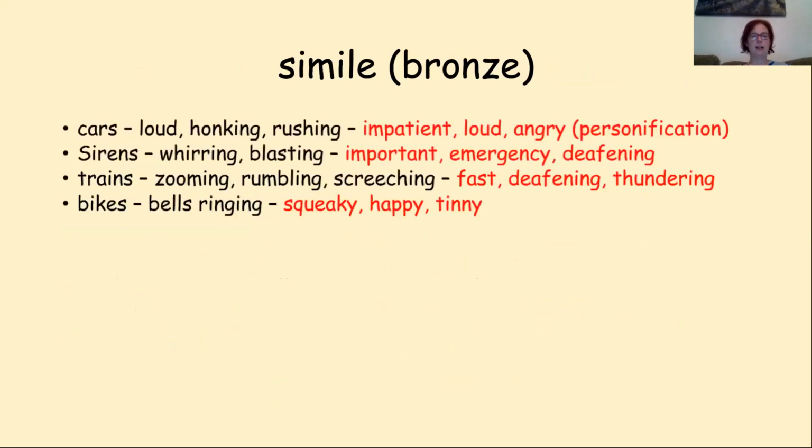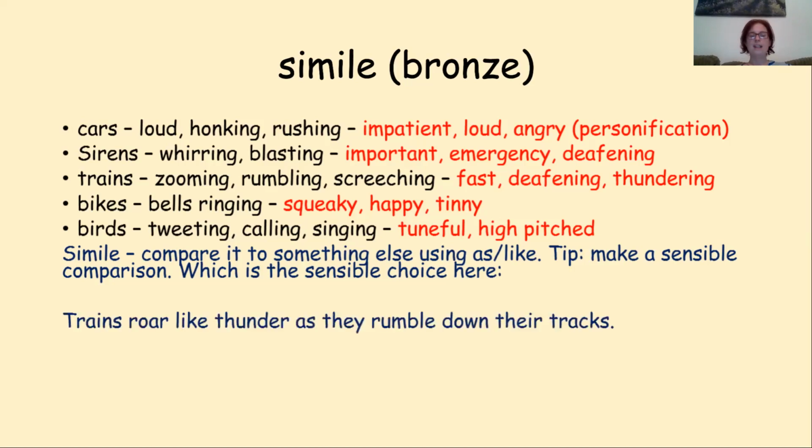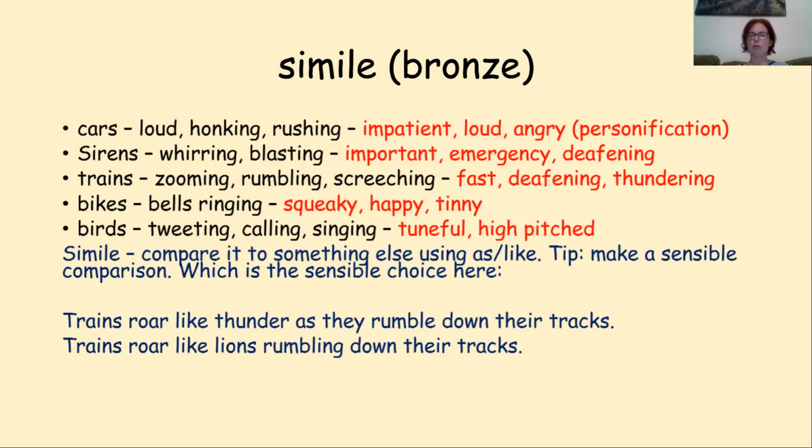So here are our nouns and adjectives. So we compare it to something else using as or like. My top tip is make a sensible comparison. Okay, so here are two different choices. Which one do you think is the sensible choice? Trains roar like thunder as they rumble down their tracks. Trains roar like lions rumbling down their tracks. So which one do you think is the sensible option? Hopefully you're thinking the first one.